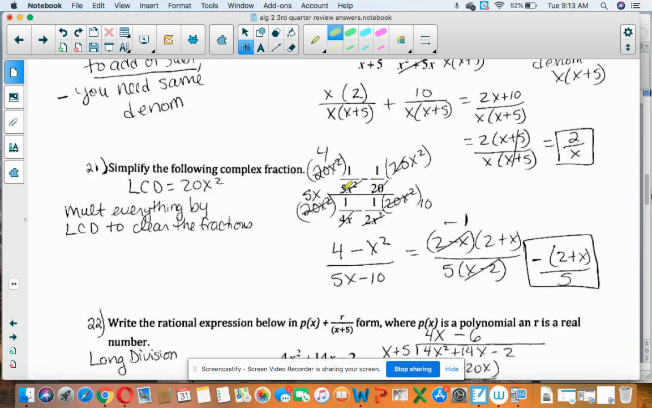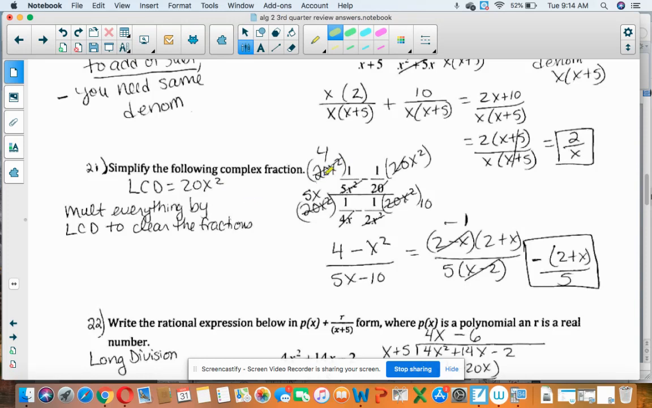For my least common denominator, I have 5x squared, I have 20, I have 4x, and I have 2x squared. So the common number that everything goes into is 20, and the common x, the highest power, the highest exponent, is x squared. So my least common denominator is 20x squared. You want the least common denominator so all of those fractions will cancel.